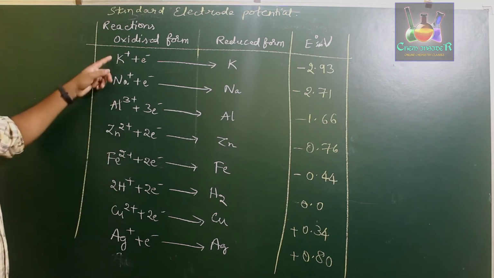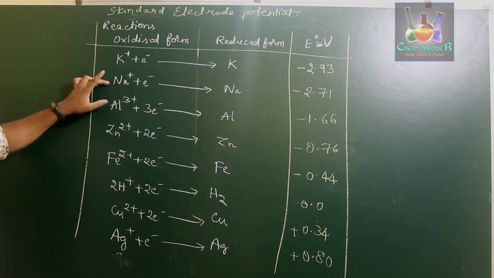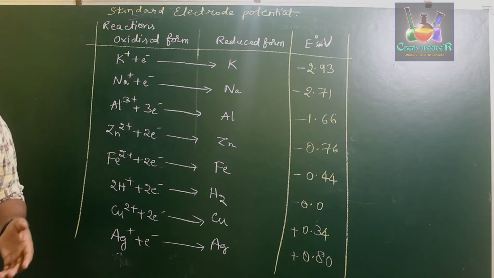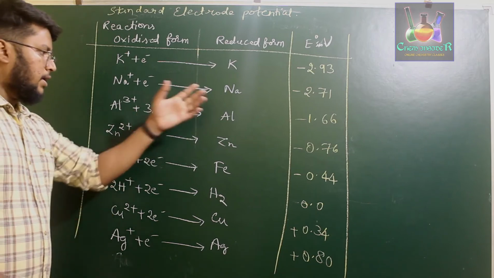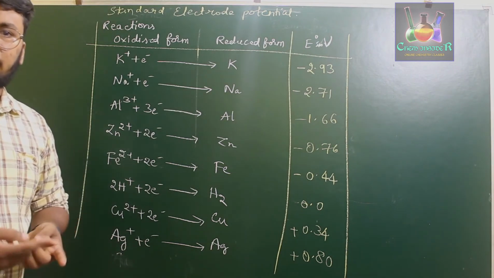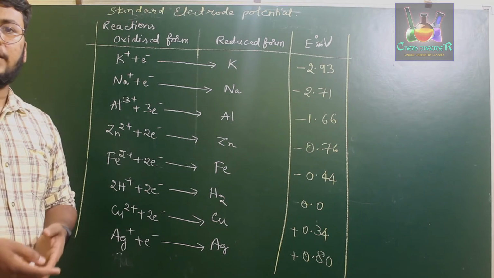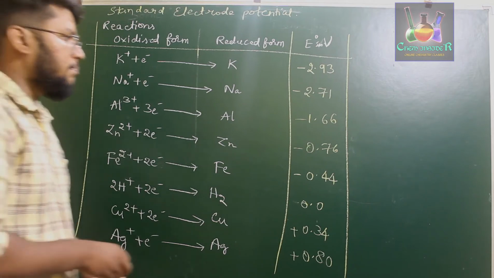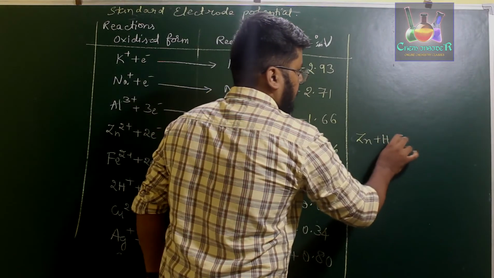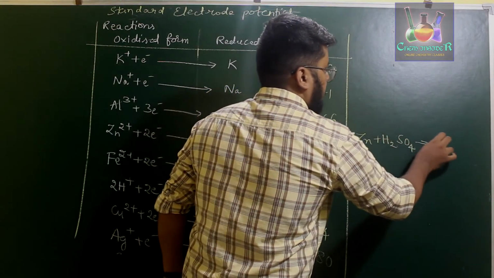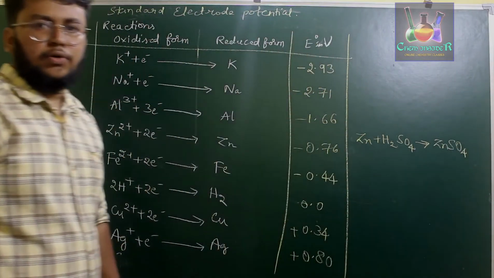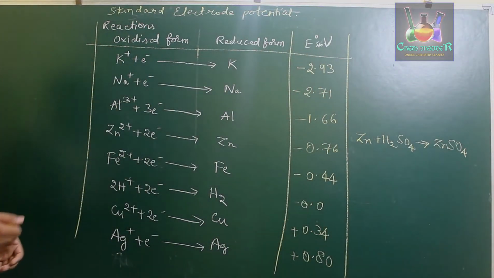If you treat metals like potassium, sodium, aluminum, zinc, magnesium, iron, etc. with an acidic solution, they can clearly replace the hydrogen. For example, if you treat zinc with H2SO4, it leads to the formation of ZnSO4. So why is this being formed?